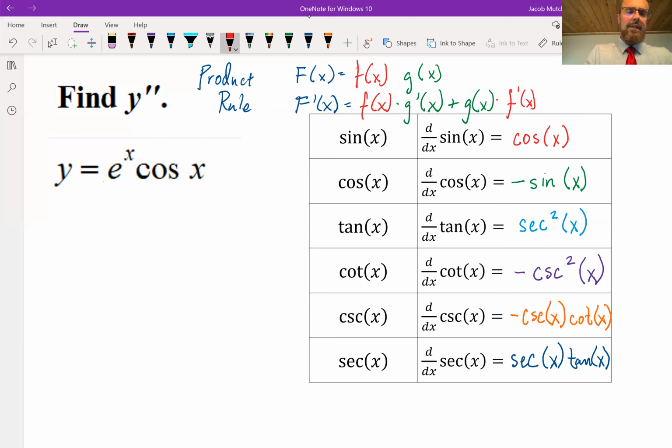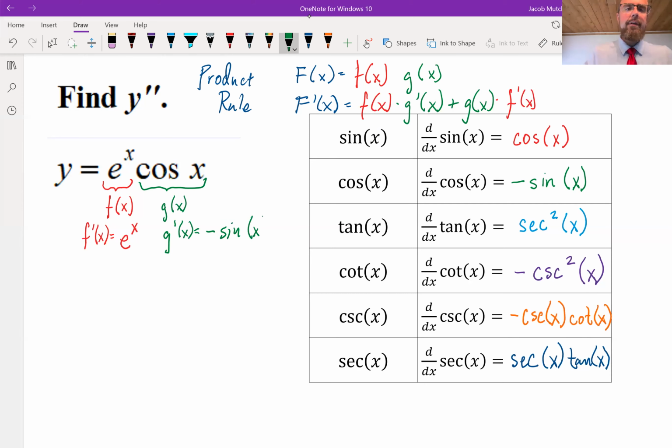So you can see the need to find what is small f of x. So for us, that's that first factor, e to the power of x. So my derivative of small f, remember that special function, e to the power of x, is its own derivative. Now for cosine of x, I'm going to identify that as small g of x, my second factor in the product. So the derivative of small g is going to be equal to, from my table, negative sine of x.